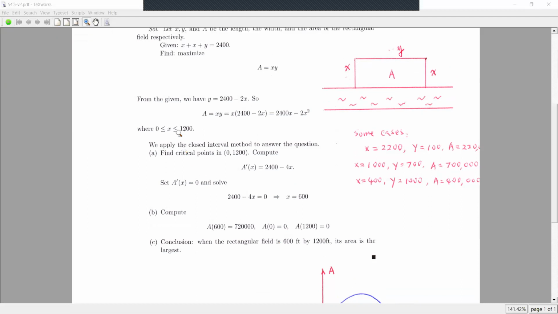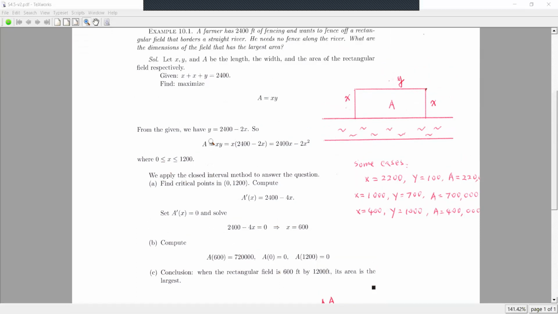And the right endpoint, plug in 1200 for x here to get the function value at 1200. Then the area is 0. Now, make the conclusion. The largest function value is this. So this is the maximum function value over this interval.